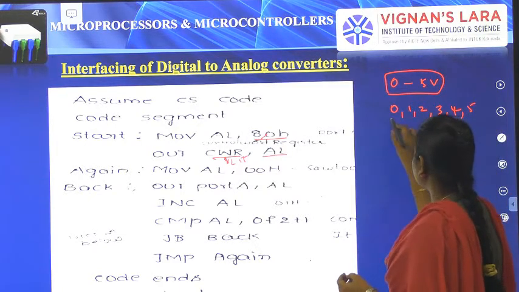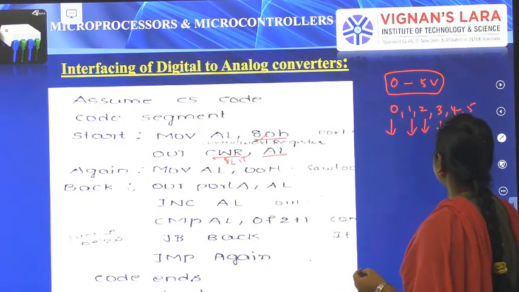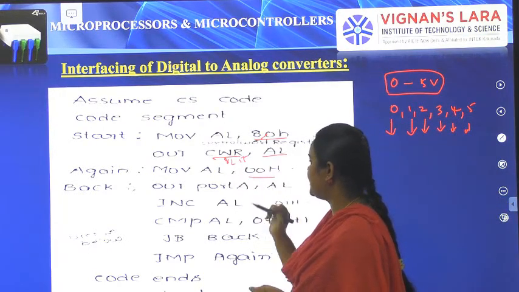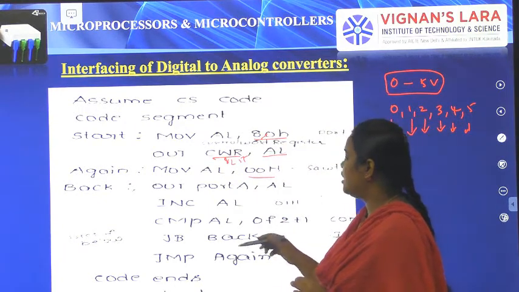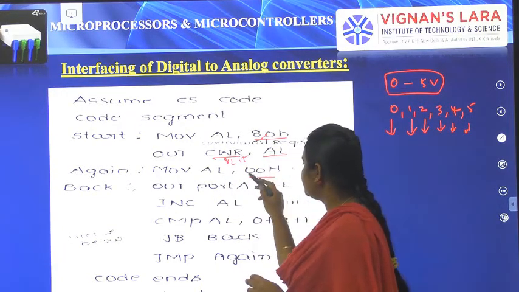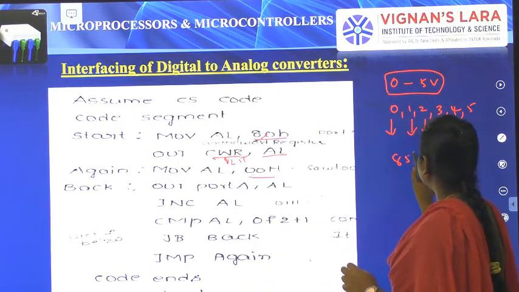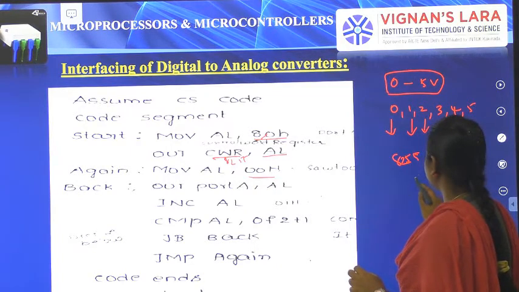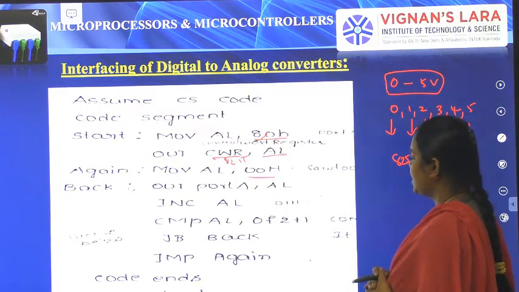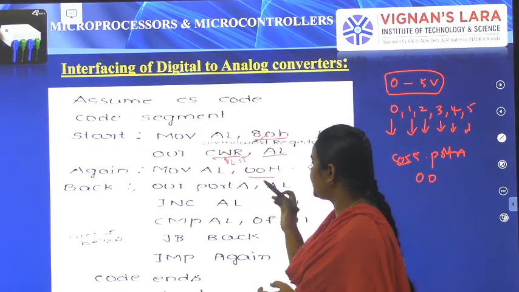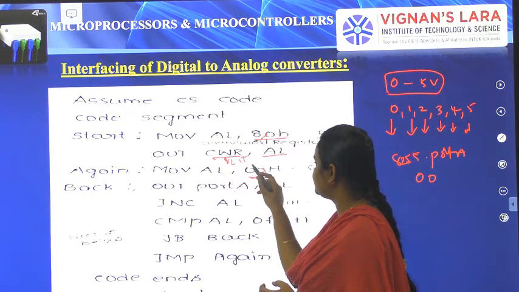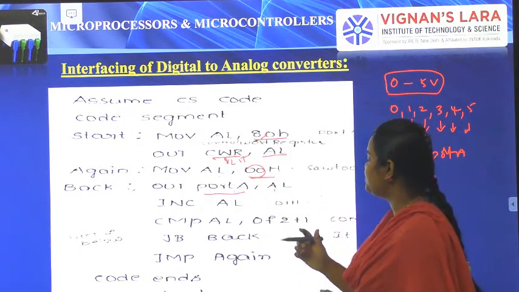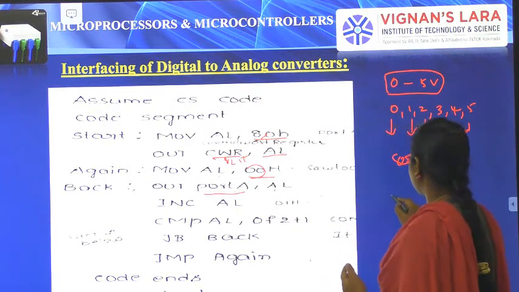First of all we take 0, then 1, then 2, 3, 4, like that we convert. First we initialize the AL register of the 8086 with 00. So it sends 00 to port A of the 8255. Then AL is moved to port A with 00, and port A gives it to this digital to analog converter.